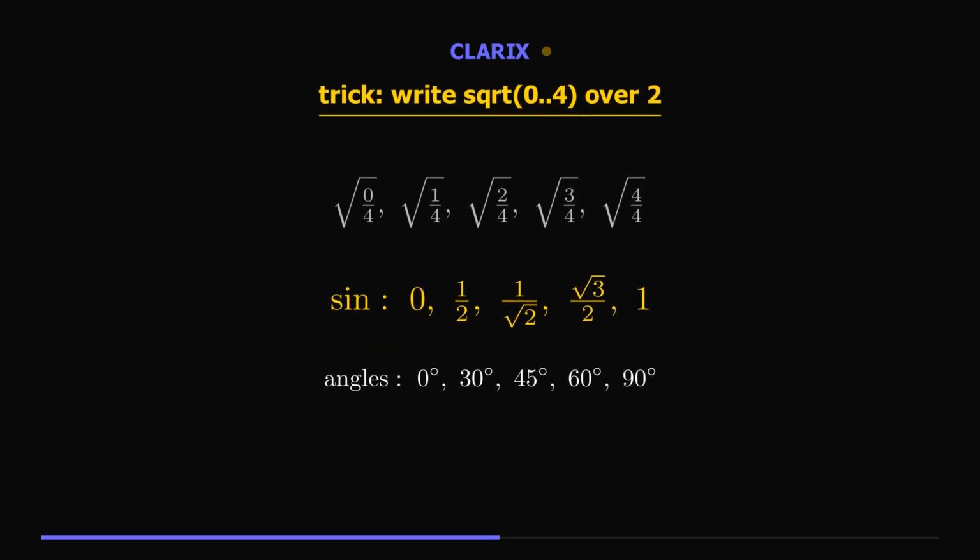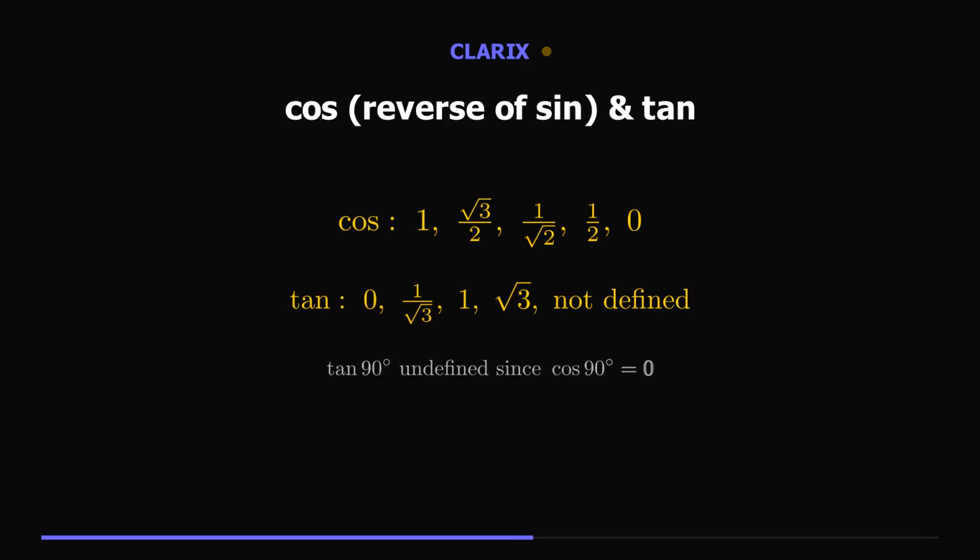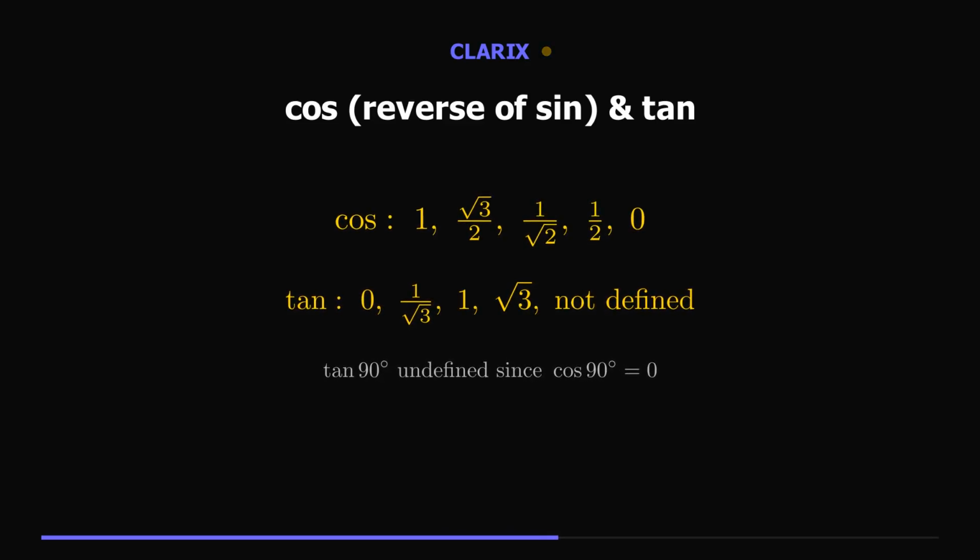Sine 0 is 0, sine 30 is 1/2, sine 45 is 1 over root 2, sine 60 is root 3 over 2, and sine 90 is 1. As the angle grows from 0 to 90, sine climbs from 0 to 1. Cosine is the same list, just reversed. Cosine 0 is 1, cosine 30 is root 3 over 2, cosine 45 is 1 over root 2, cosine 60 is 1/2, and cosine 90 is 0. So as the angle grows, cosine falls from 1 to 0.